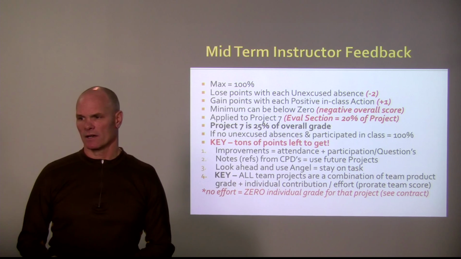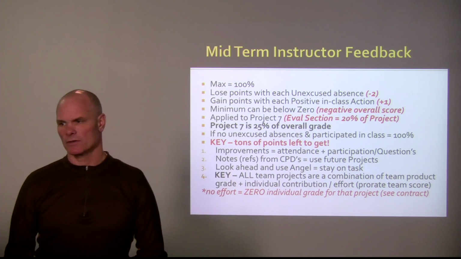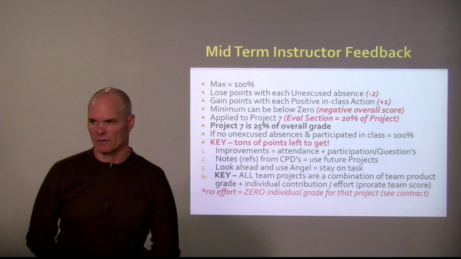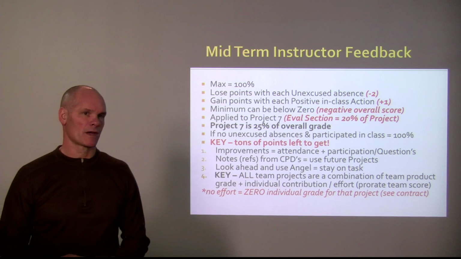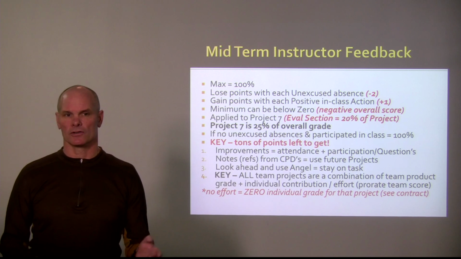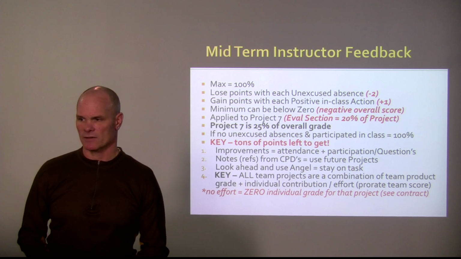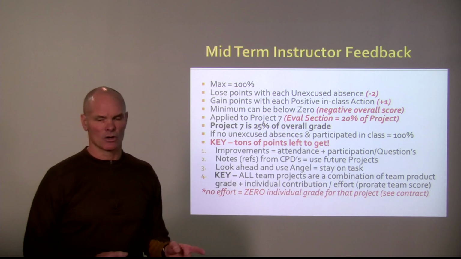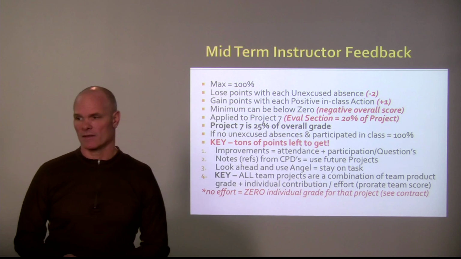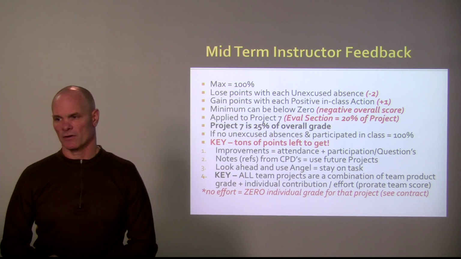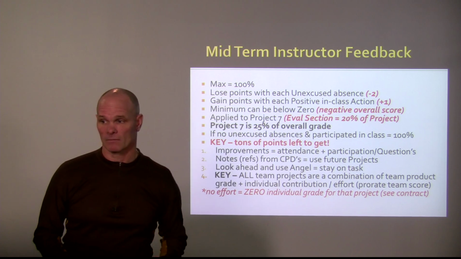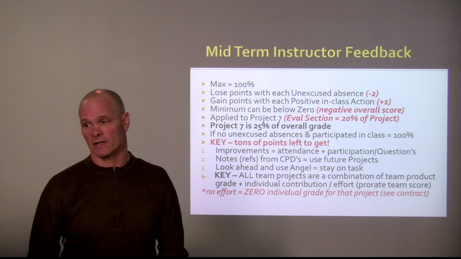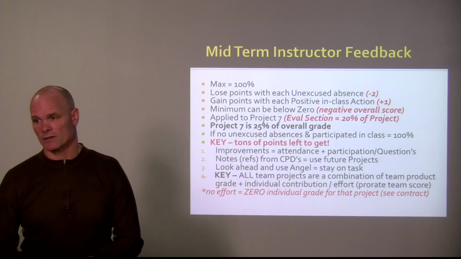Next thing is then we'll do an individual assessment, your midterm and structure feedback. You all started, remember, with a maximum of 100%. You lose points when you have unexcused absences. You can gain when you use a positive in-class action. You can go below 0 with this. And this is a semester-long total that I've been recording. It's applied to Project 7. It's 25% of your overall grade. So it's an easy way to get points.